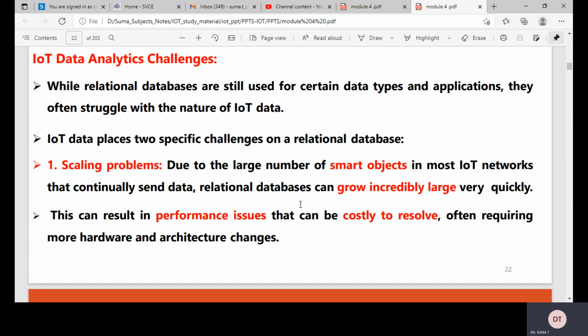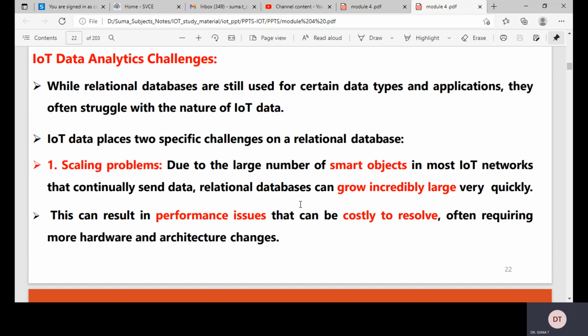While relational databases are still used for certain data types and applications, they often struggle with the nature of IoT data. IoT data places two specific challenges on RDBMS, right? One is the scaling problem, and the other is the volatility of the data. So what is a scaling problem?